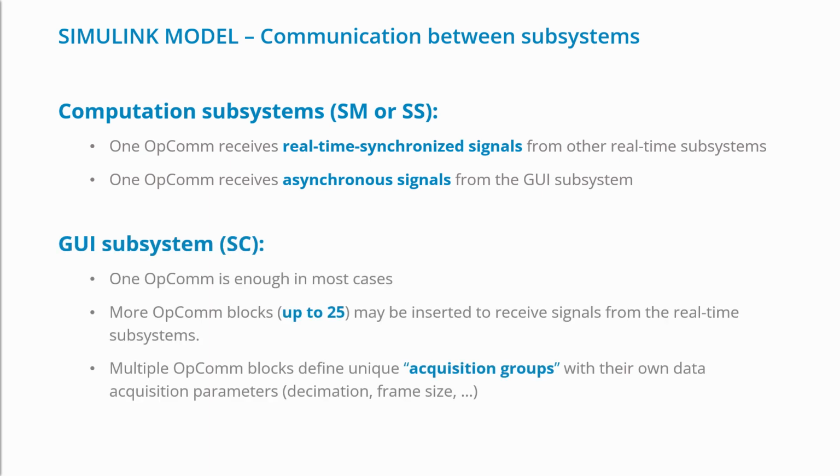In the console subsystem, one op-com block is enough in most cases. However, we can use up to 25 of them to receive signals from the real-time subsystems. The use of multiple op-com blocks will define a unique acquisition group for each block, each with its own data acquisition parameters. Let's look at a few examples.